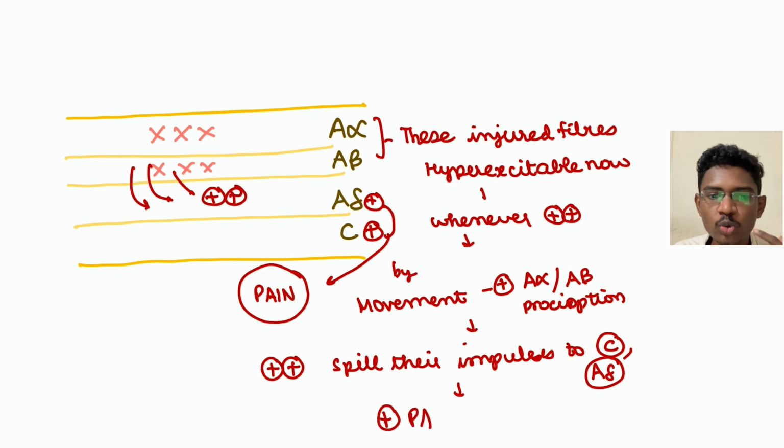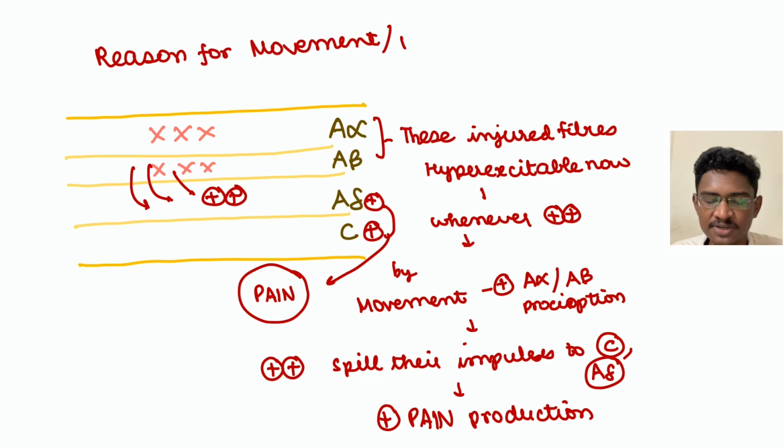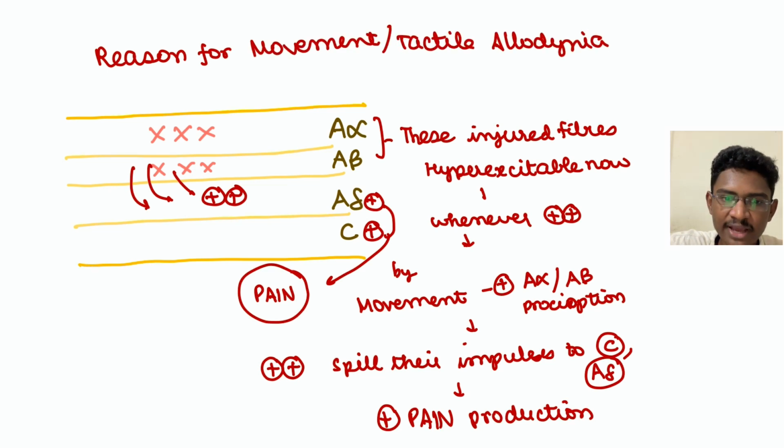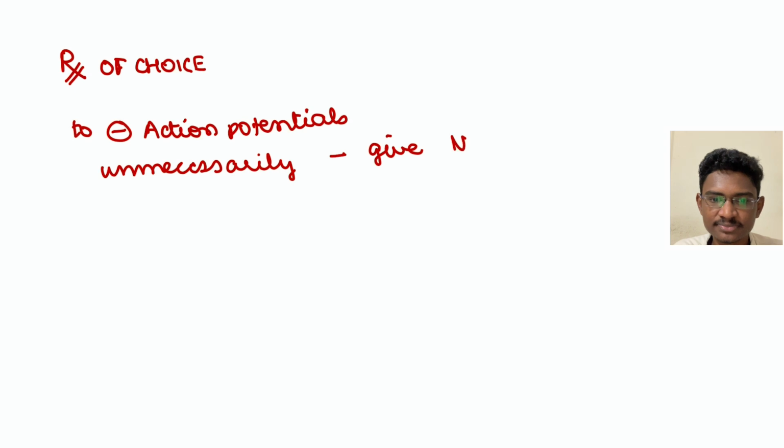So whenever you do any movement, or whenever you touch, fine touch, proprioception, all these sensations will be carried to these A alpha and A beta fibers, which, as they are hyperirritable now, will spill their action potentials to the A delta fibers, which carry fast pain. Thus fast pain is perceived by that individual: sharp, lancinating, sudden onset fast pain lasting only a few seconds to minutes, only because of this impulse spilling out. Okay, now you understood.